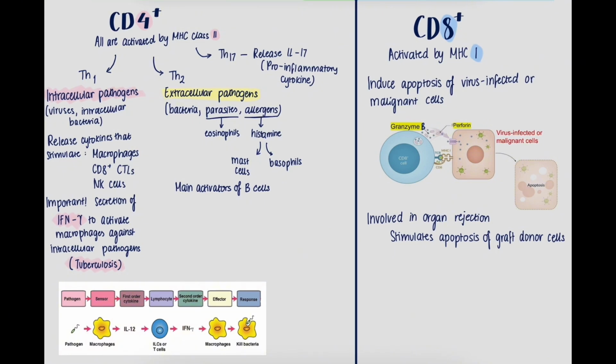Now we move on to T helper 1, which is responsible for immune reactions against intracellular pathogens, such as viruses and intracellular bacteria. So these are going to release cytokines that are going to stimulate macrophages, CD8 positive CTLs, and NK cells. And they're going to secrete interferon gamma, which is going to activate macrophages against intracellular pathogens, such as in the case of tuberculosis.